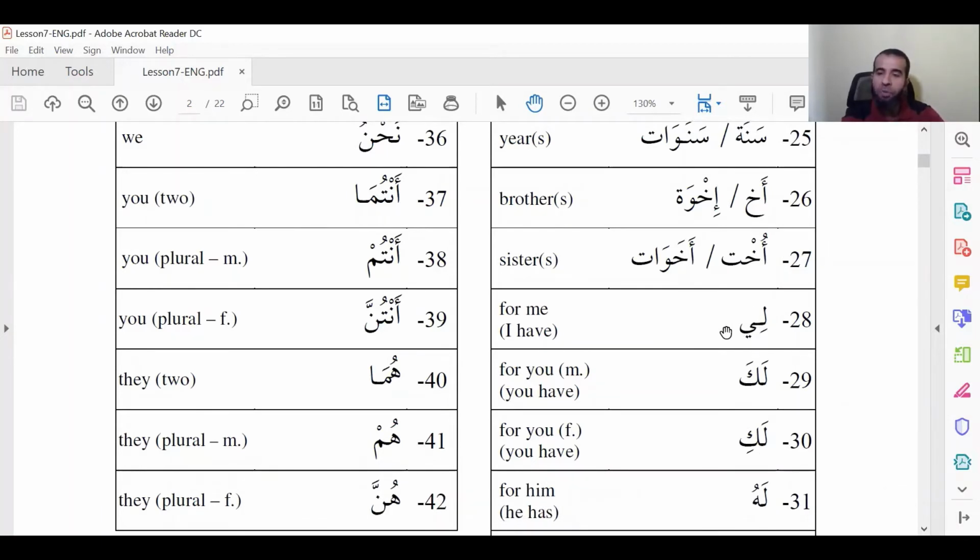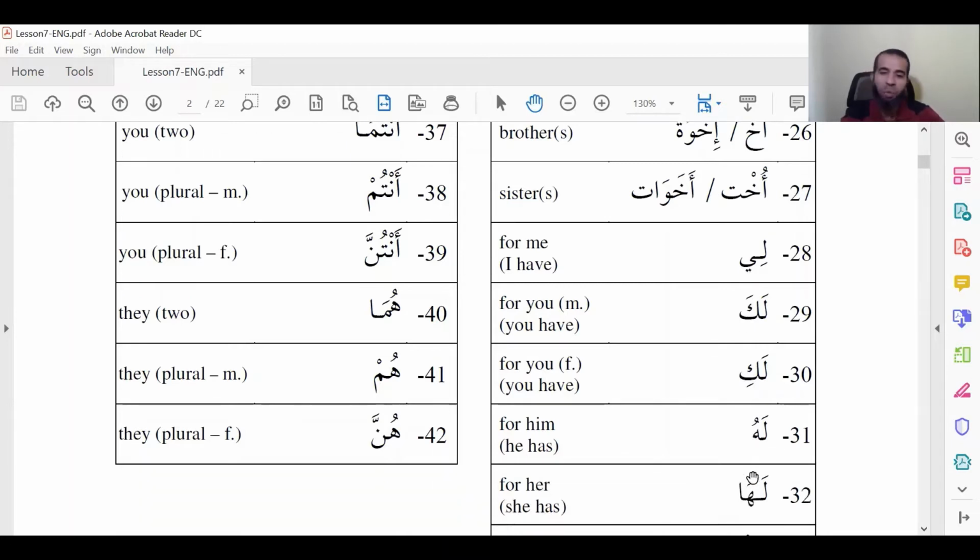After that, لي, li. Li is composed of 2 words, le plus ye. For me. For me means I have. So for example, if you say I have a brother, it will be لي أخ. For me, a brother, which means I have a brother. Laka, it's like ismi, ismuka, ismuki, ismuhu, and ismuha. Here also, li, laka, laki, lahu, laha, for me, for you masculine, for you feminine, for him, for her.